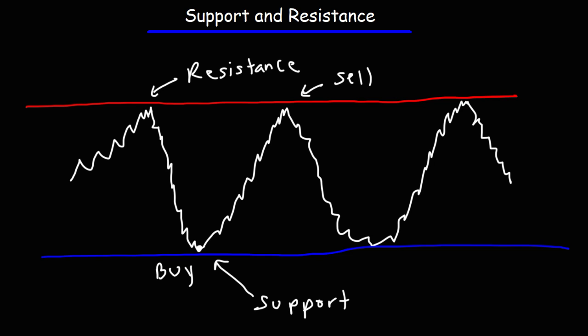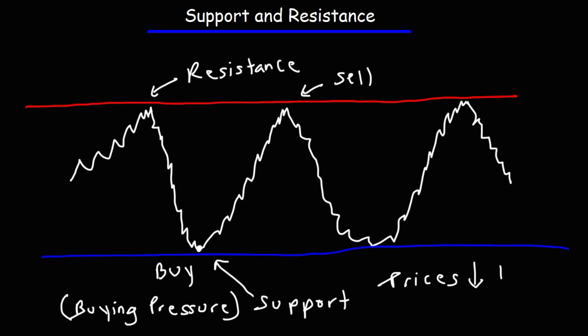Now, at areas of support, there's a lot of buying pressure. The reason for this is that many investors and short-term traders want to buy the stock when it's at a low price. They don't want to buy it when it's at a high price. And so there's a lot of demand for the stock at this price. So, economics 101, when prices fall, demand usually rises.